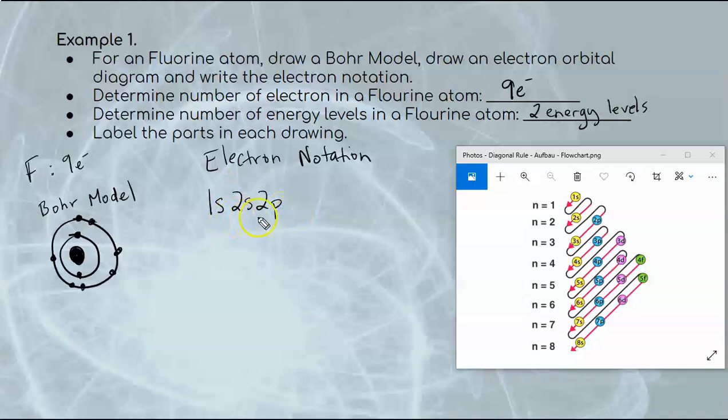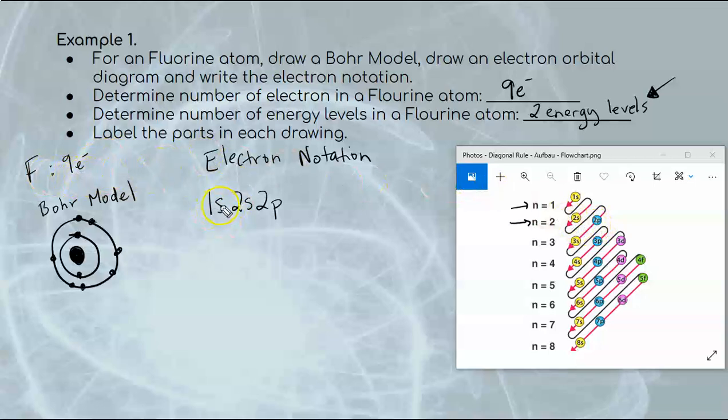How do I know I'm able to go up to 2p? Well, fluorine has 2 energy levels, right? So that means I want to write out all of my sublevels all the way up to 2p. And then I can start filling in my electrons. So 9 electrons in total.